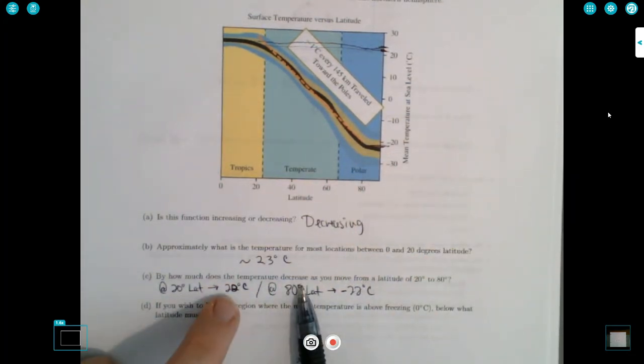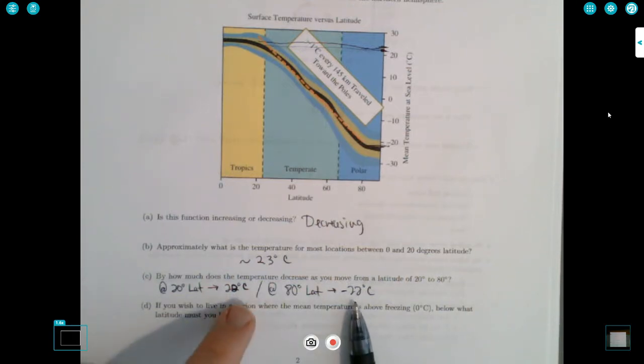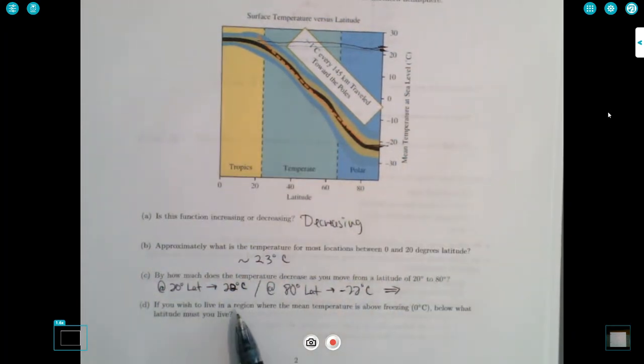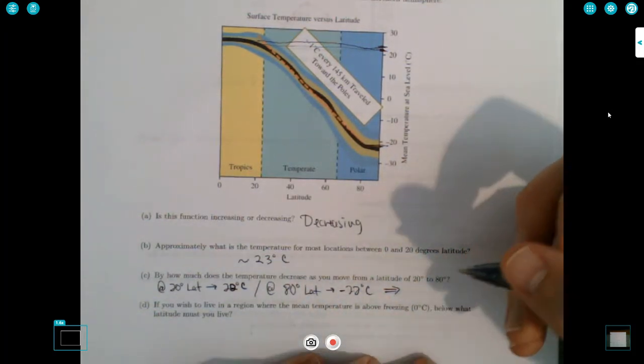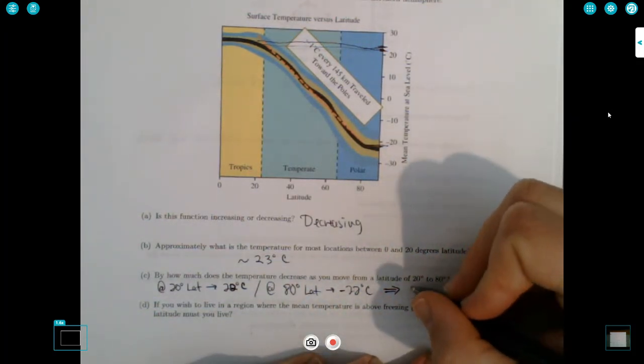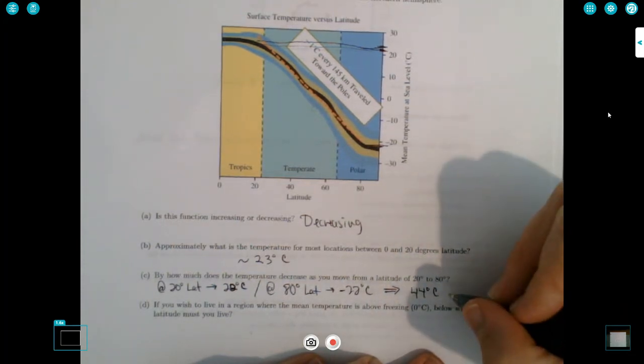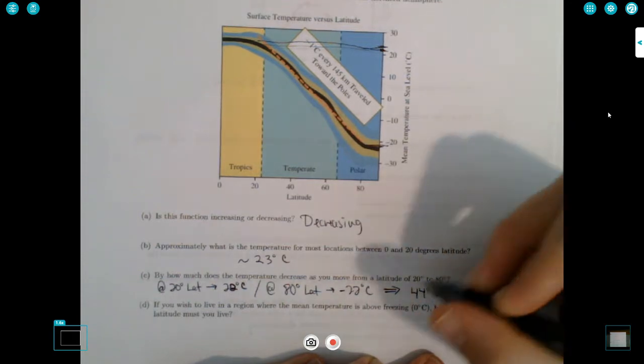So to see how much the temperature has decreased, we could just subtract these numbers, right? So if we do 22 minus -22, that's really 22 plus 22, which is 44. So it decreases by about 44 degrees Celsius. So there's a 44 degrees Celsius decrease in temperature.